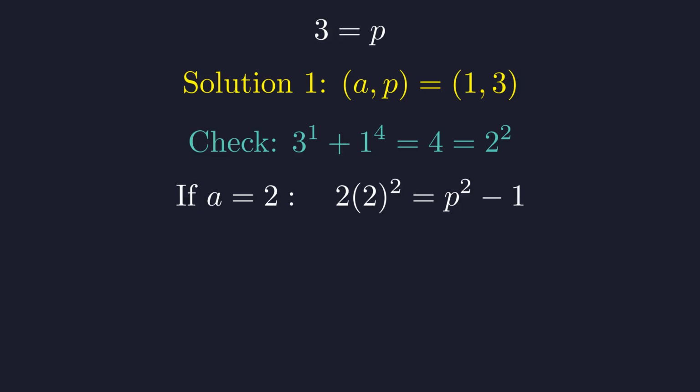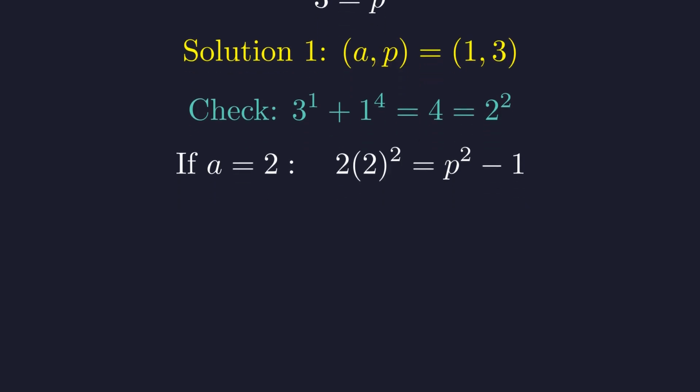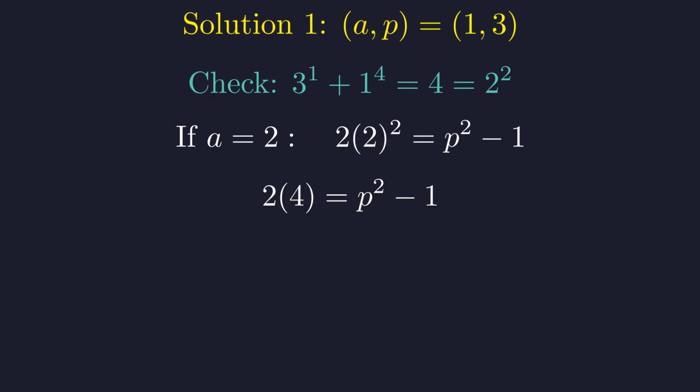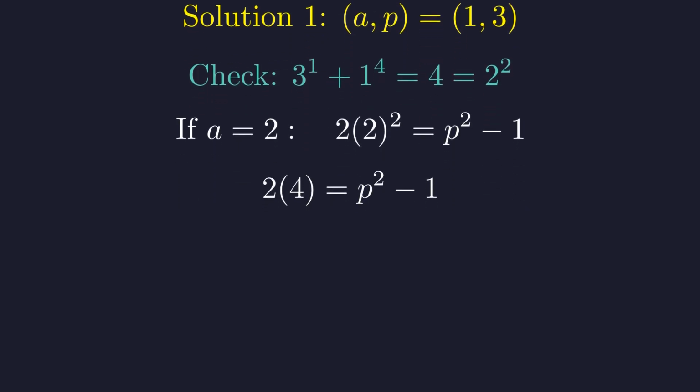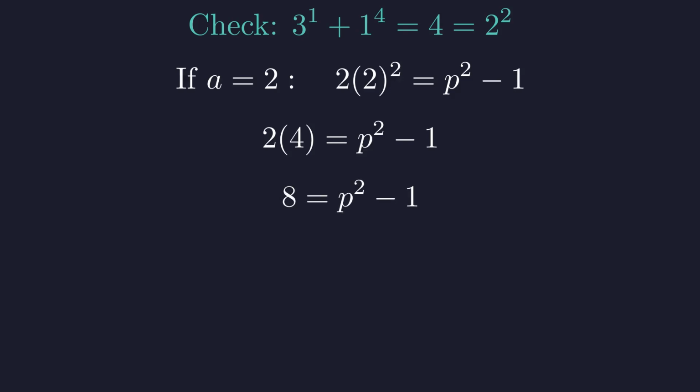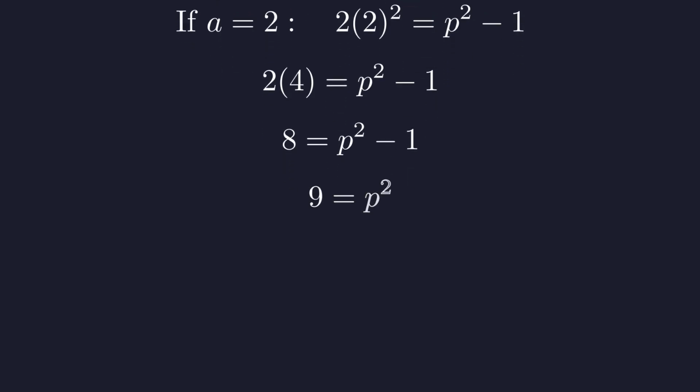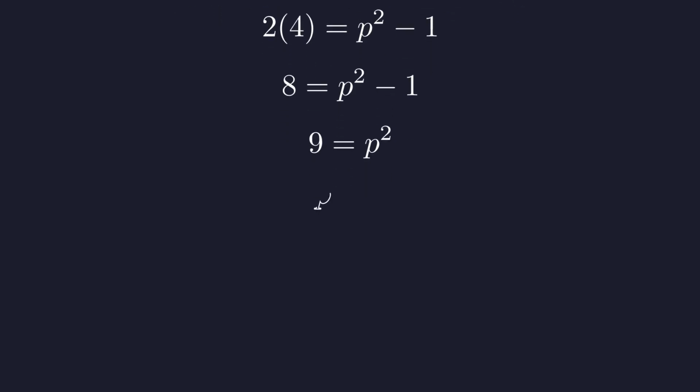Next, we test a equals 2. The equation becomes 2 times 2 squared equals p squared minus 1. First, we evaluate 2 squared, which is 4. This simplifies to 8 equals p squared minus 1. Adding 1 to both sides gives 9 equals p squared. Taking the square root yields p equals 3, which is a prime.